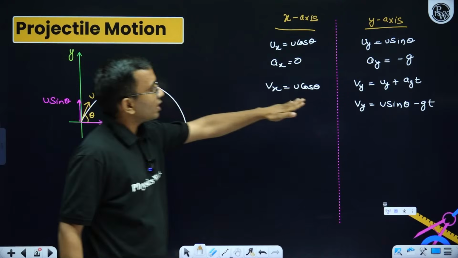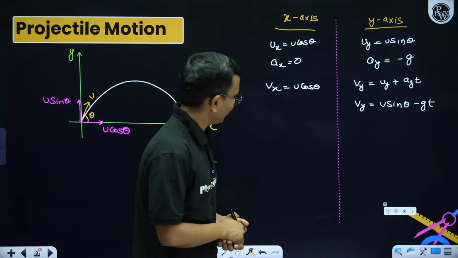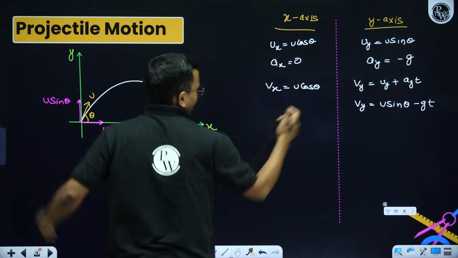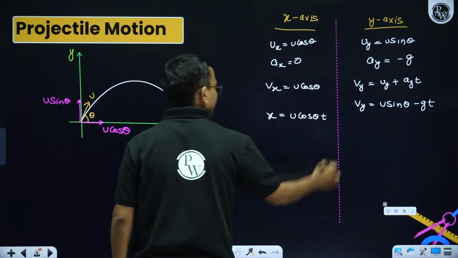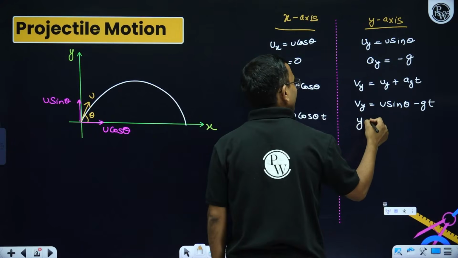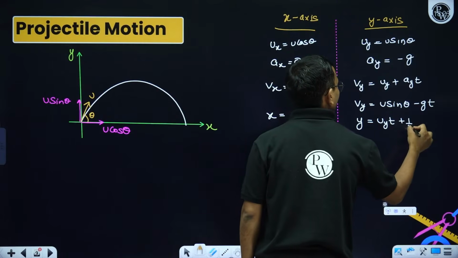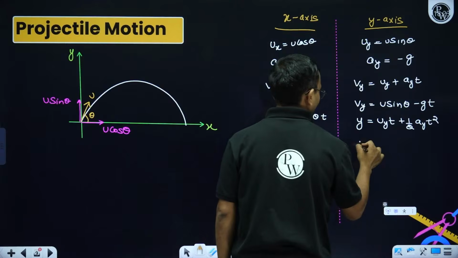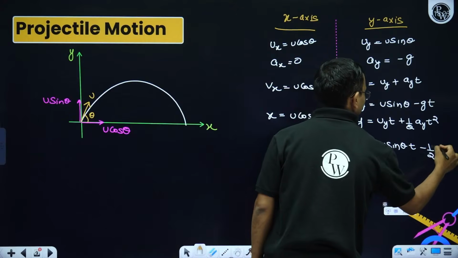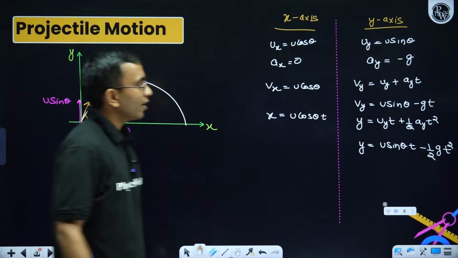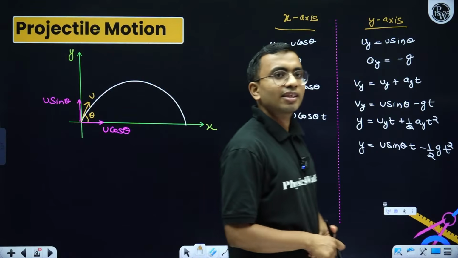Okay, we wrote the velocities at any time t. Can you write the position also? Yes, s equals ut plus half at square. Along the x-axis, velocity is constant, so the x coordinate at any time t is just u cos theta into t. Along the y-axis, the y coordinate is ut plus half at square, where u is u sin theta. So y equals u sin theta into t minus half g t square.